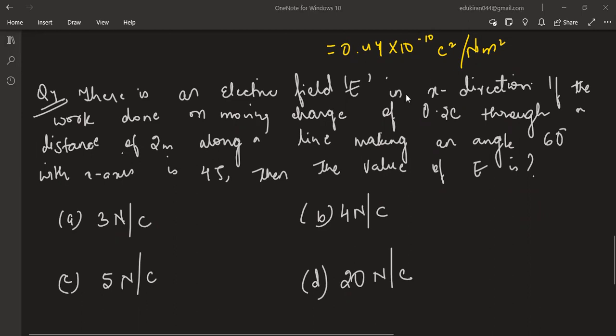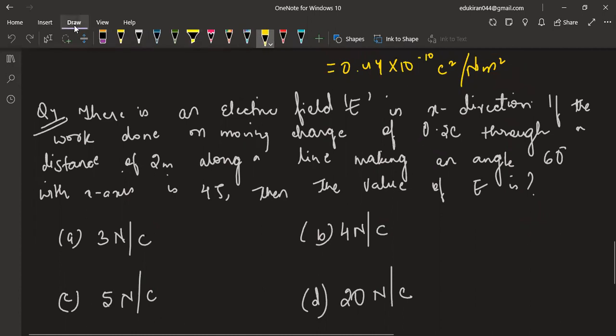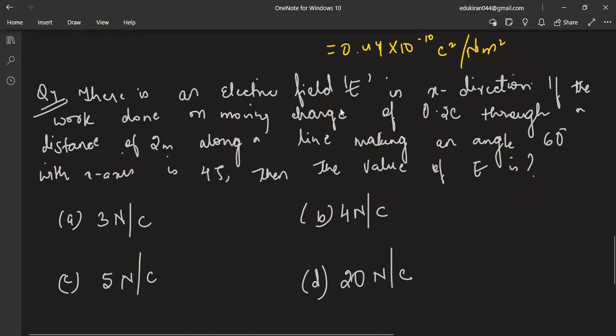Let me discuss it. Most of you are facing issues. I think Abhinav tried, but the answer isn't right. There's an electric field in x direction. If work done on moving a charge of 0.2 coulomb through a distance of 2 meters along a line making an angle of 60 degrees with x-axis is 4 joules, then what is the value of electric field? Use basic formulas with you.